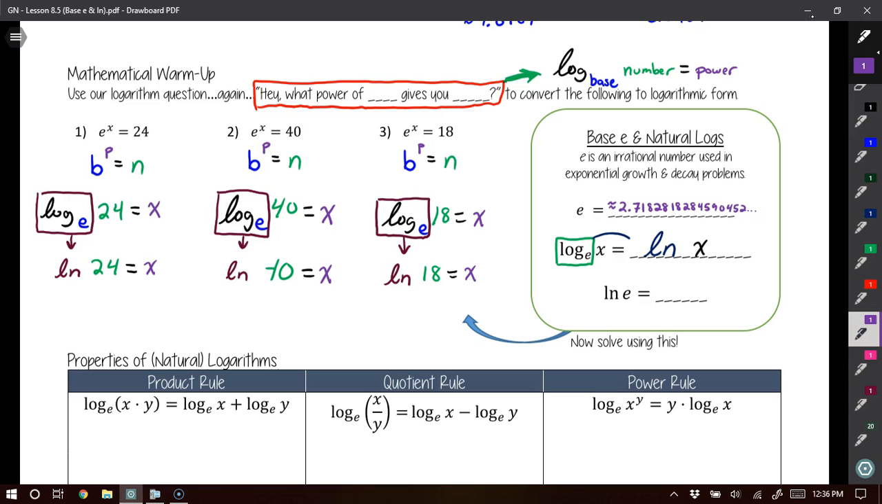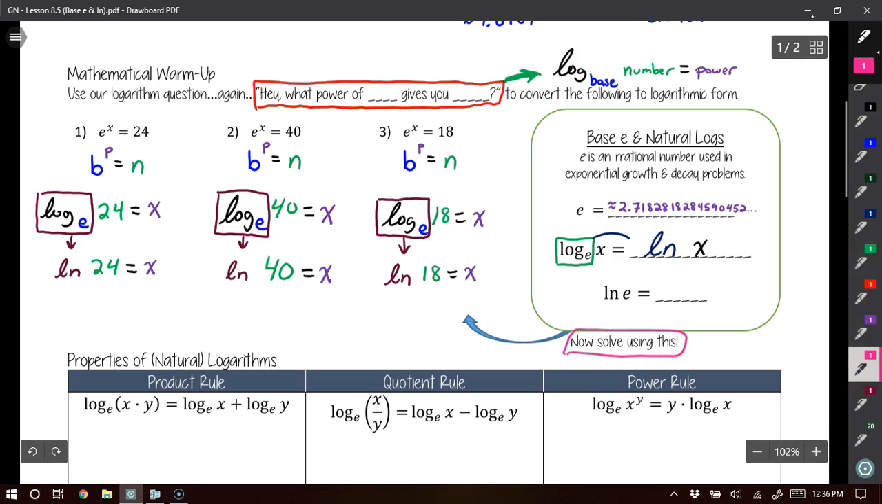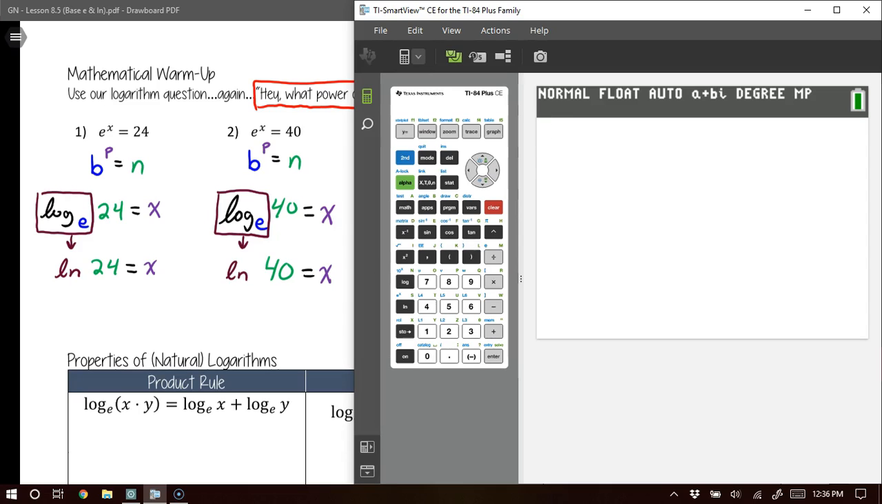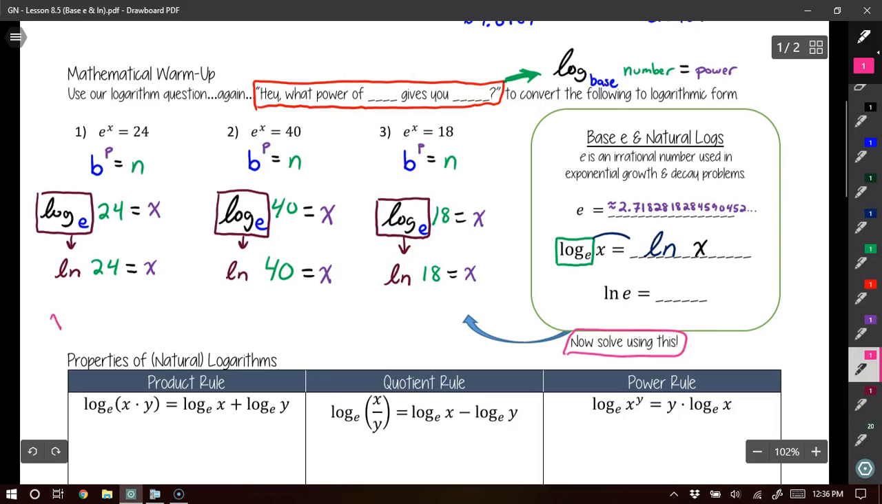We're not quite done yet. We have to now solve. It says here, now solve using these. Well, this is actually not that bad because we have a calculator. And our calculator has an ln button right here. So if I type in ln 24 and hit enter, I now see what x is. It's approximately 3.17805. So x is approximately 3.1781 from rounding.